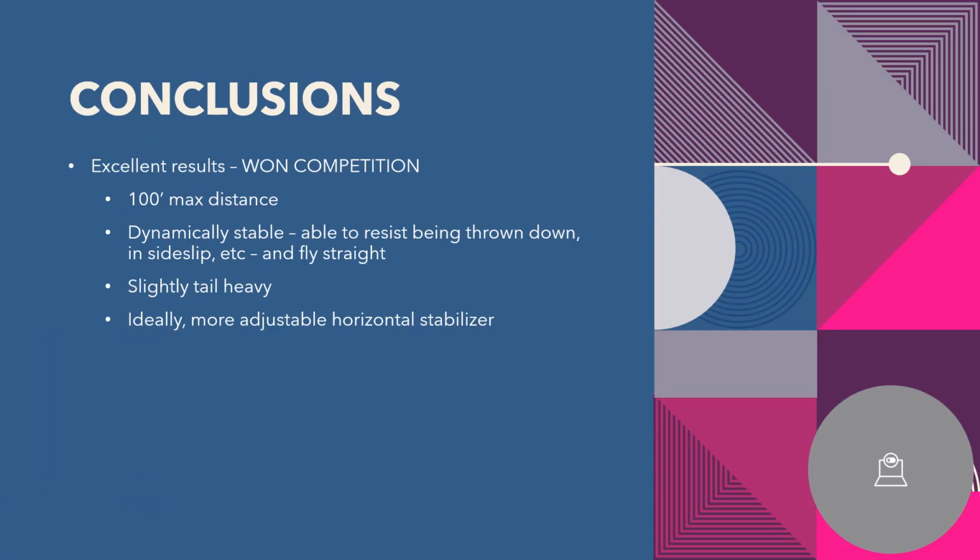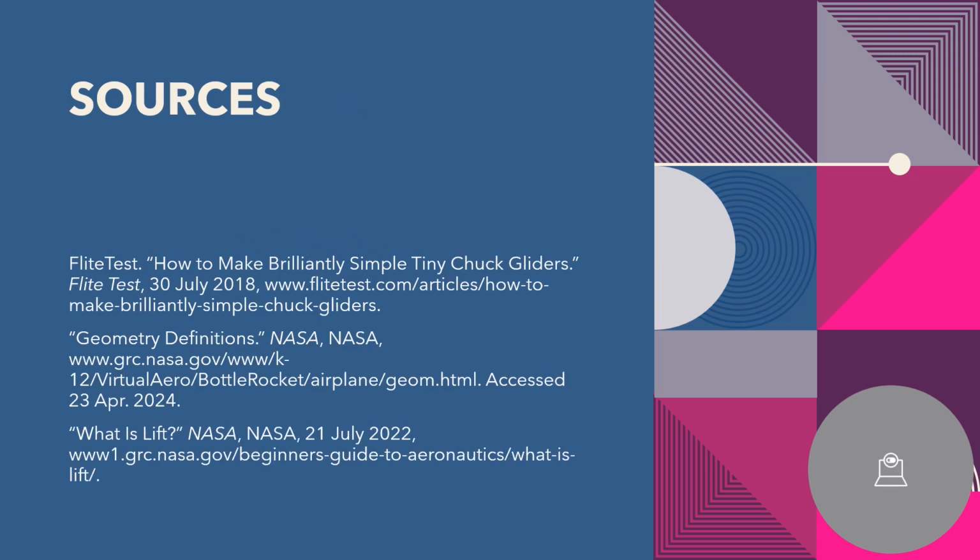So in conclusion, I'm very proud to say that my glider won its competition. It reached a maximum distance of about 100 feet. The aircraft is dynamically stable and was able to resist being thrown downwards and in side slips, and ultimately stabilize itself and fly straight. It was slightly tail heavy and trimmed incorrectly, so ideally, a future glider would involve a more adjustable horizontal stabilizer. Here are my sources.